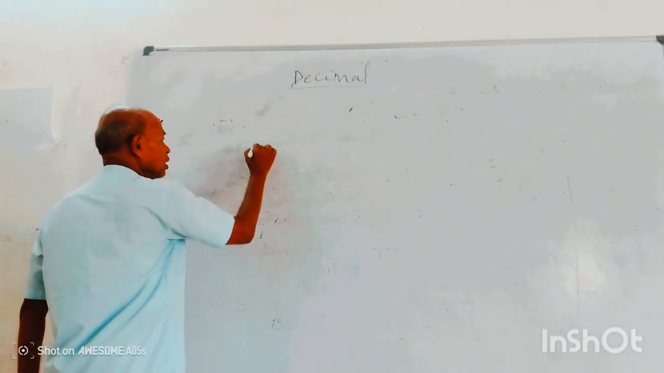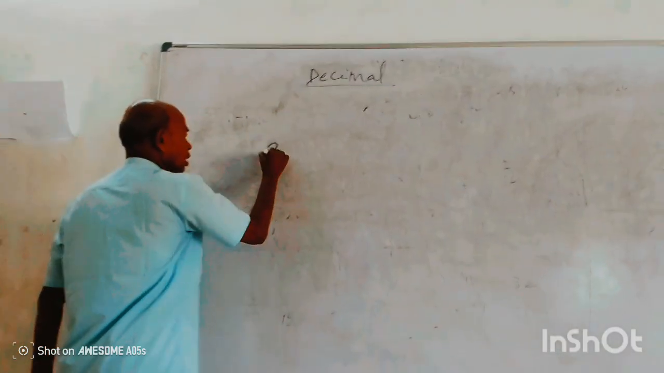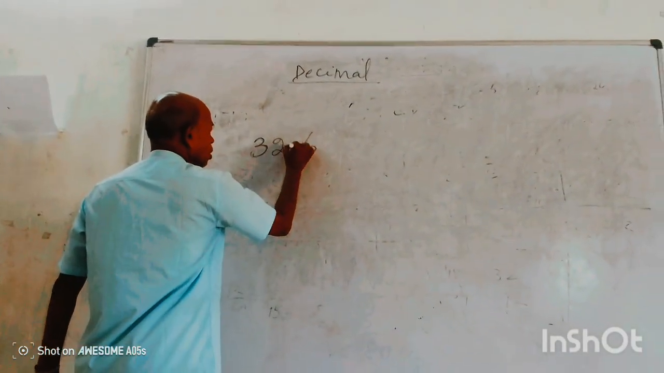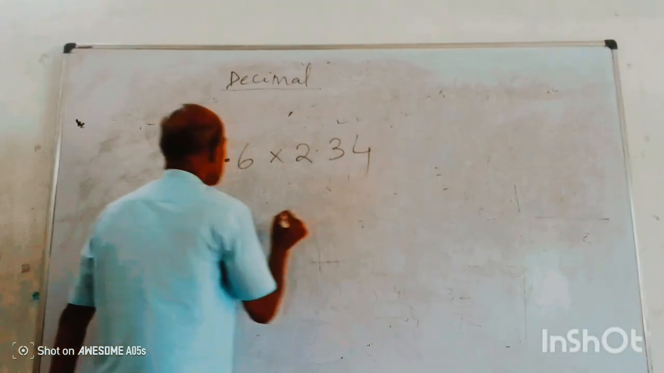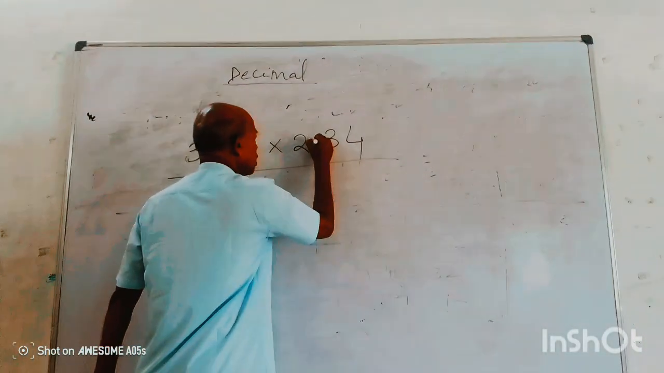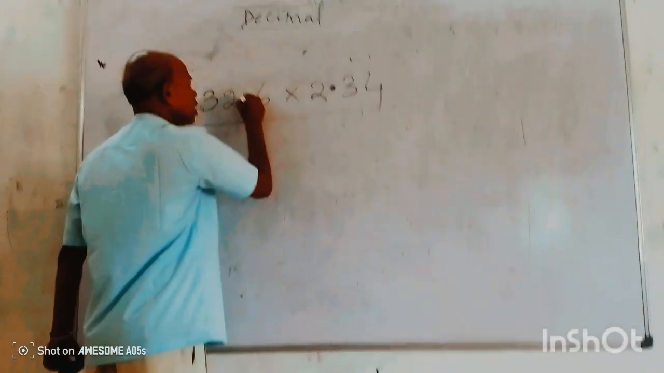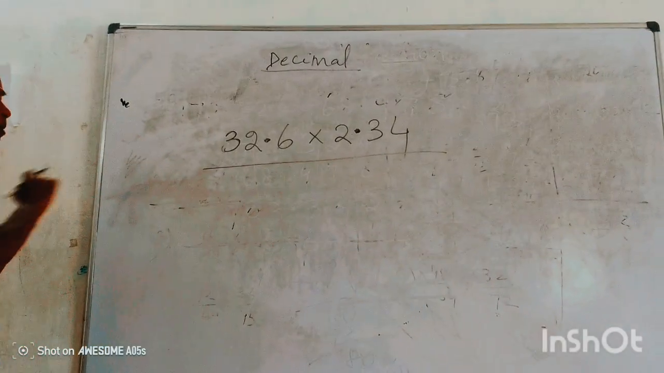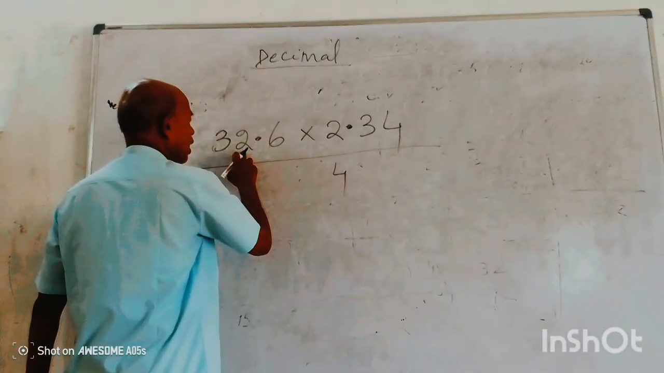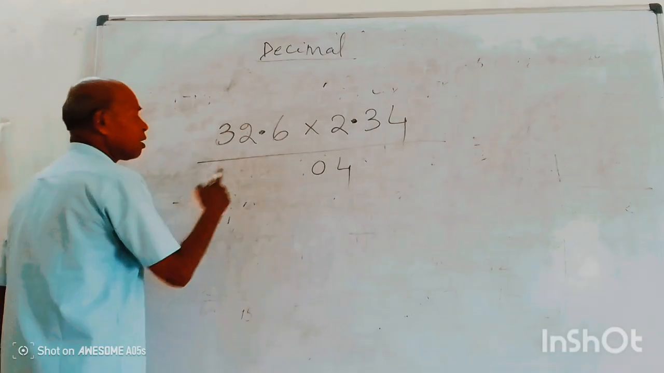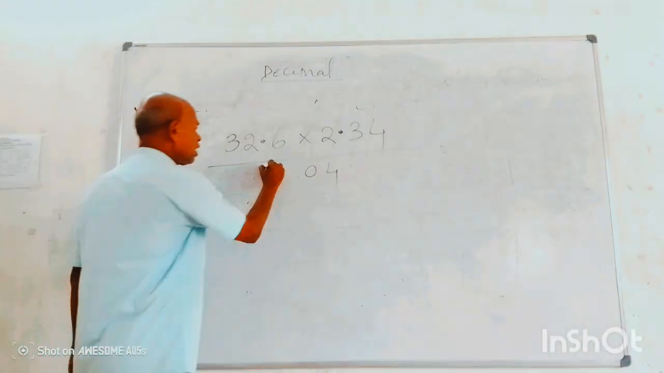Now you see, 32.6, I will multiply by 2.34. Now you forget about the decimal point. First I will multiply by 4. 4 6s are 24. Carry 2. 4 2s are 8, 2 is 10. Carry 1. 4 3s are 12, 1 is 13.